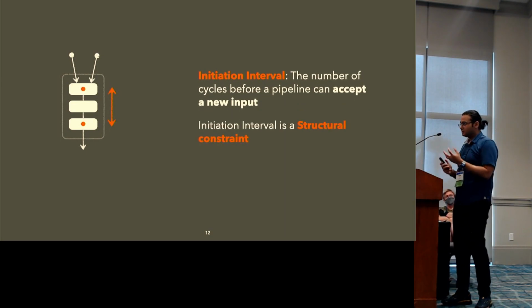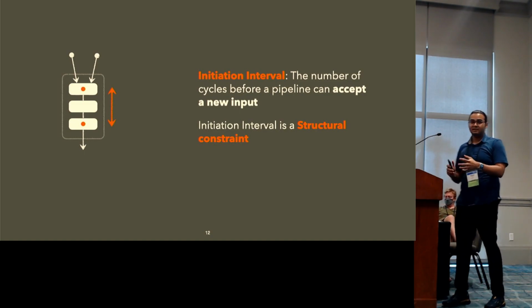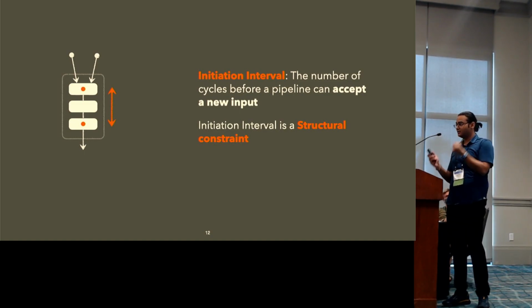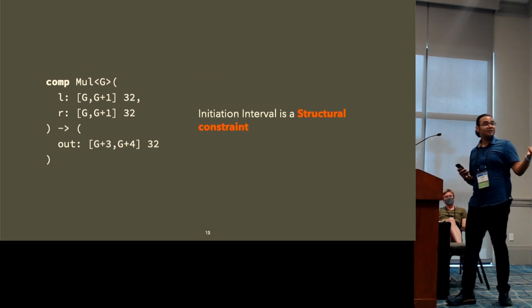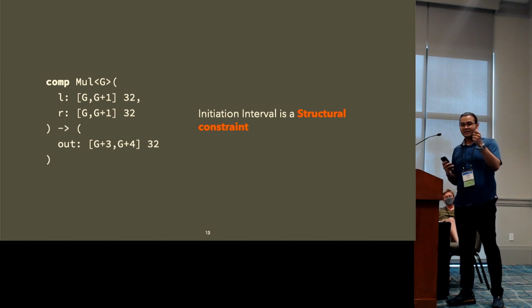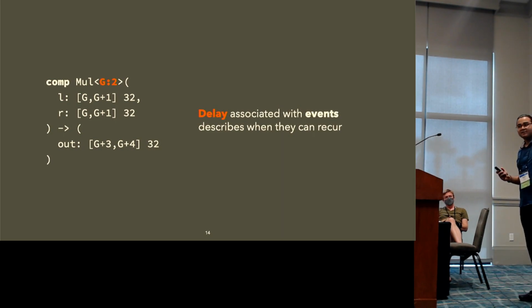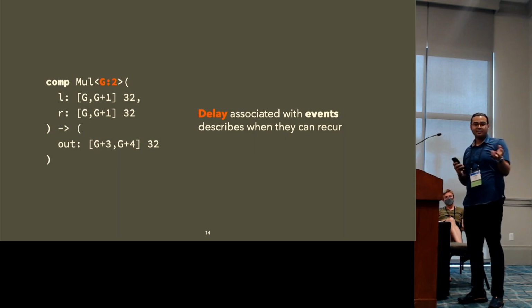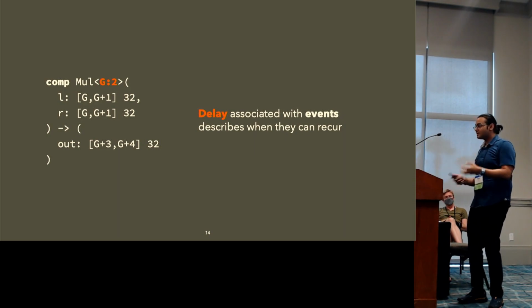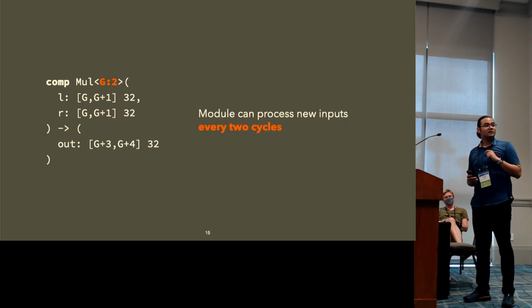And this is a structural constraint. Once you build a piece of circuit, it is doomed to have that initiation interval forever and ever. So we need to capture it, we need to reason about it, we need to reason about it for composition purposes. The way Filament does it, it provides a very clean and concise encoding of initiation intervals. All you have to do is specify a delay for an event. You have to say, this event can happen every 2 cycles. And so now we have captured this fundamental property about the multiplier, that it processes new inputs every 2 cycles. It has a latency of 3.